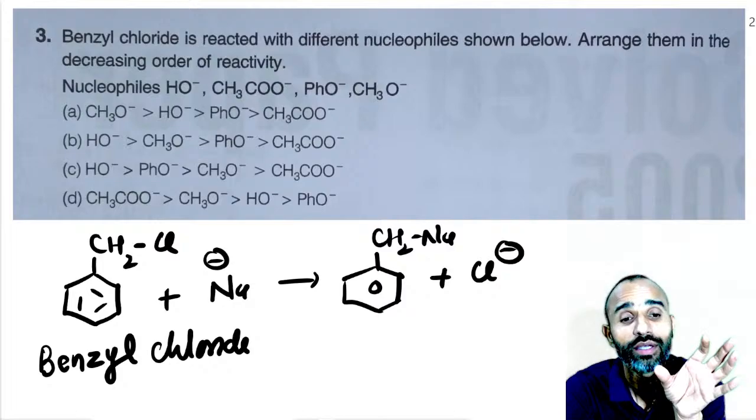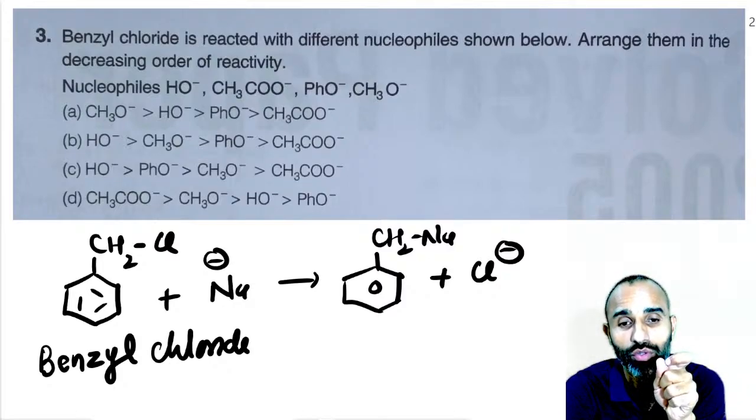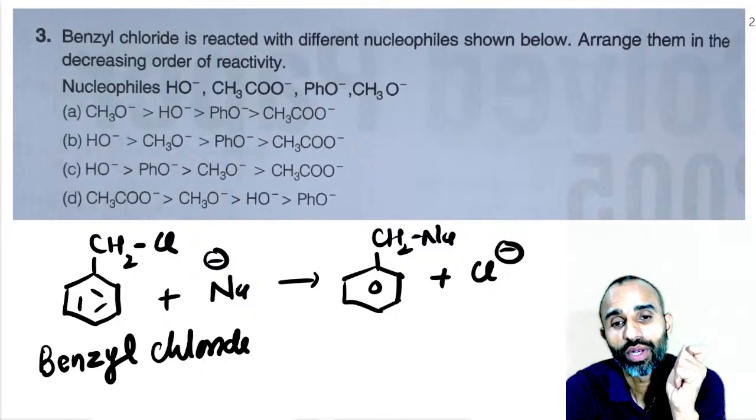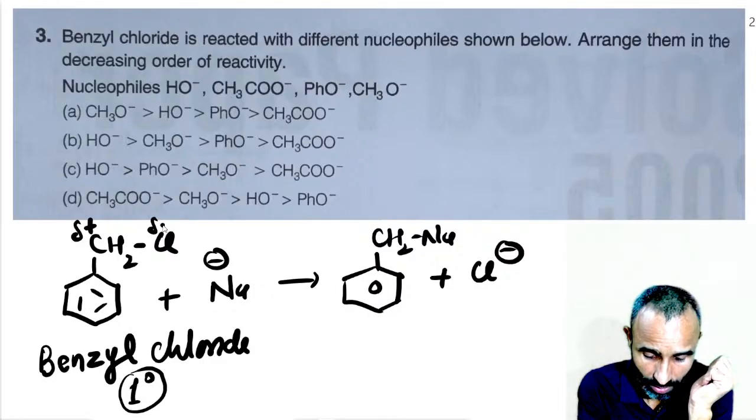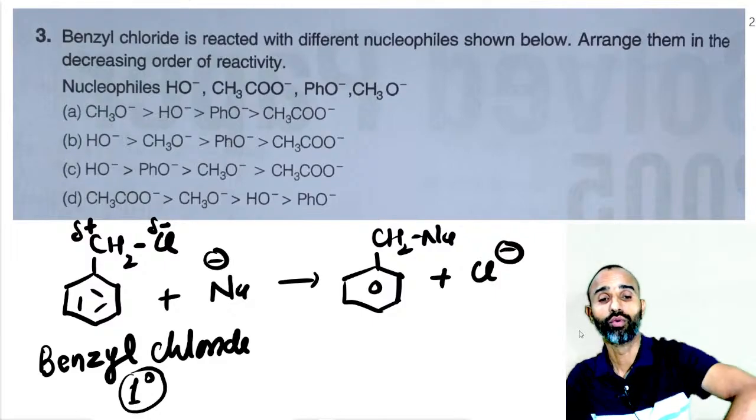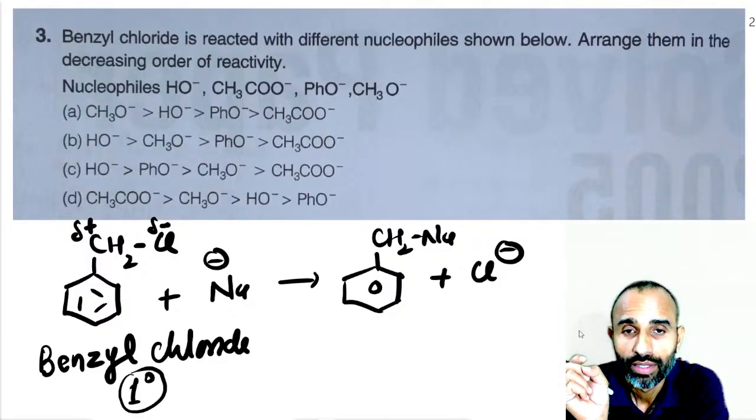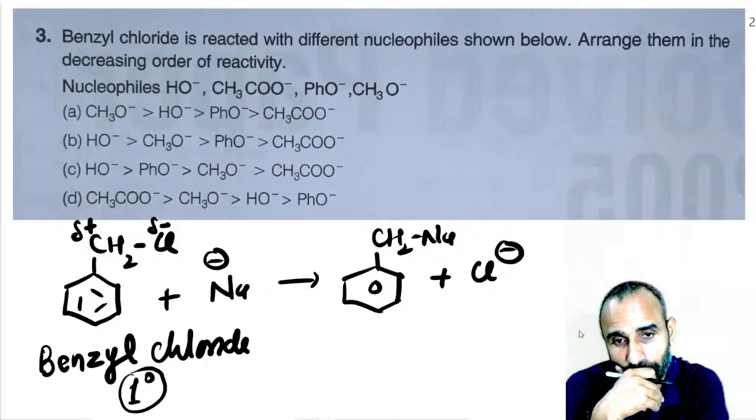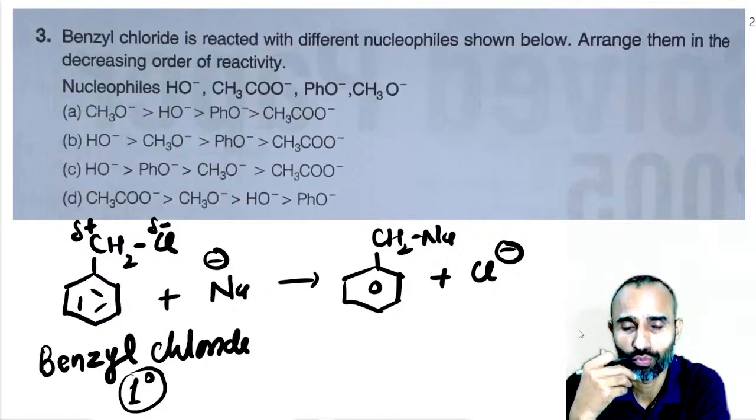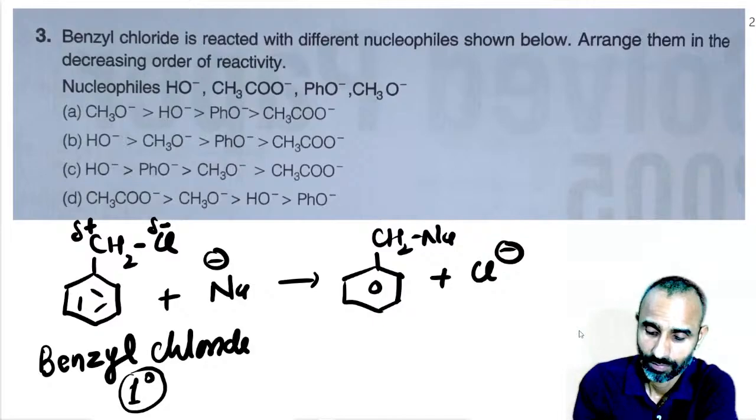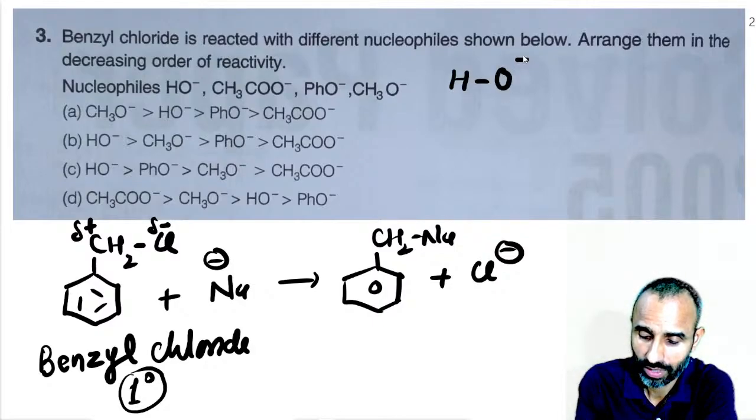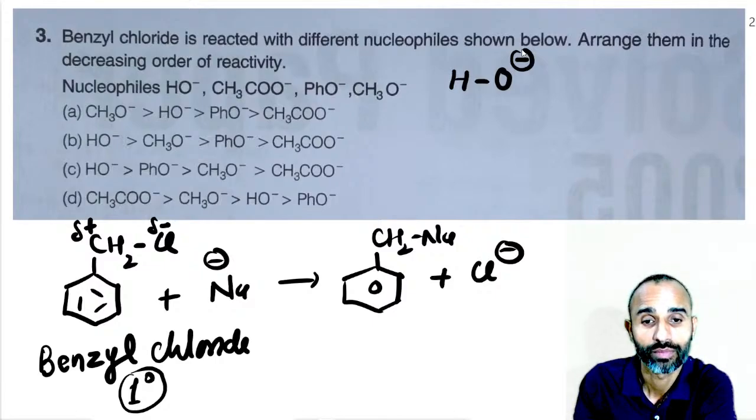Just see the negative part. The one which has more negative charge will attack faster because it is actually a primary alkyl halide. So this is partial positive and this one is partial negative. The stronger nucleophile attacks more. So in the first case it is HO negative. Yes, sir, this will be mostly active.